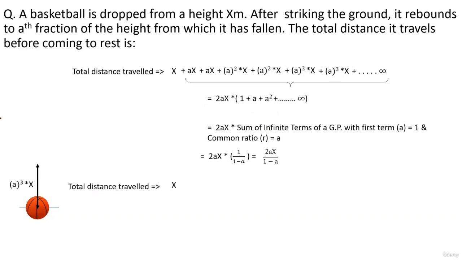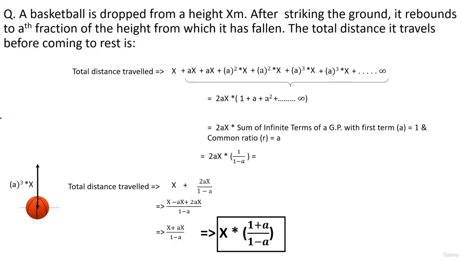So now the total distance is, हमने x को छोड़ दिया, right? So हम x में add कर देते हैं, right? When you simplify, take cross multiply 1 minus a into x. You will get x into 1 plus a divided by 1 minus a. This you can remember as a universal shortcut for all these questions. So if a basketball is dropped from a height x meters and it rebounds to the a fraction of its height every time, the total distance it will travel in the process is x into 1 plus a divided by 1 minus a. It's as simple as that, guys.